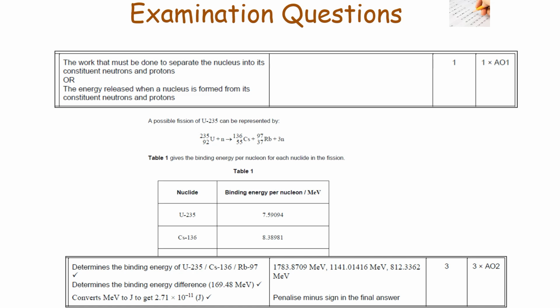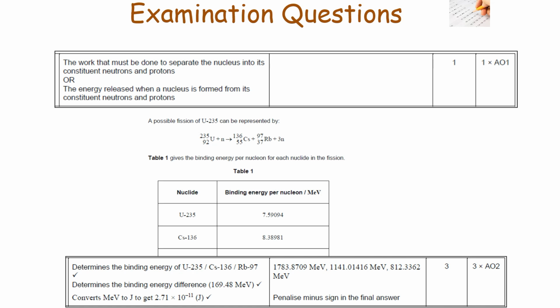So what you want to do is work out the binding energy of uranium by multiplying the value in the table by 235, because that's the binding energy per nucleon and you need the total binding energy. You'll then find the same for cesium by multiplying it by 136 and rubidium by multiplying by 97. Then you can find the binding energy difference between the uranium at the start and the cesium and rubidium afterwards, and that's our value in MeV.